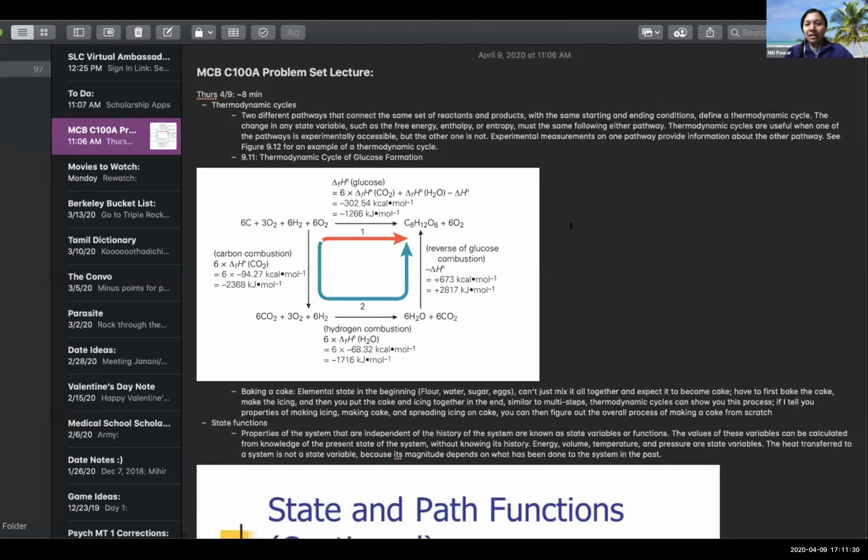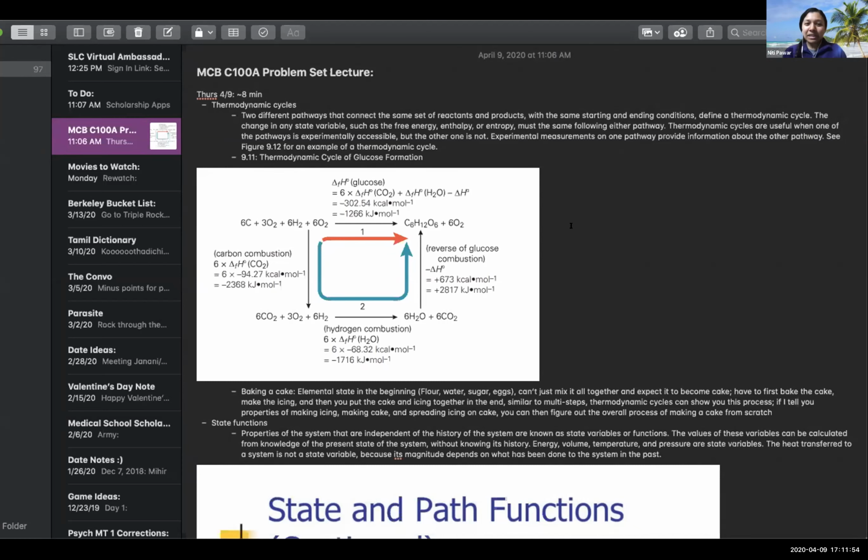One way I thought about it is if you're making a cake, you're not just going to throw flour, sugar, eggs, and water in a bowl and have it become a frosted cake. It has different steps. First you use the flour, water, and eggs, bake it, and it'll be a cake. Then you use sugar and eggs to make your frosting, and you put the cake and the frosting together, and then you have your cake.